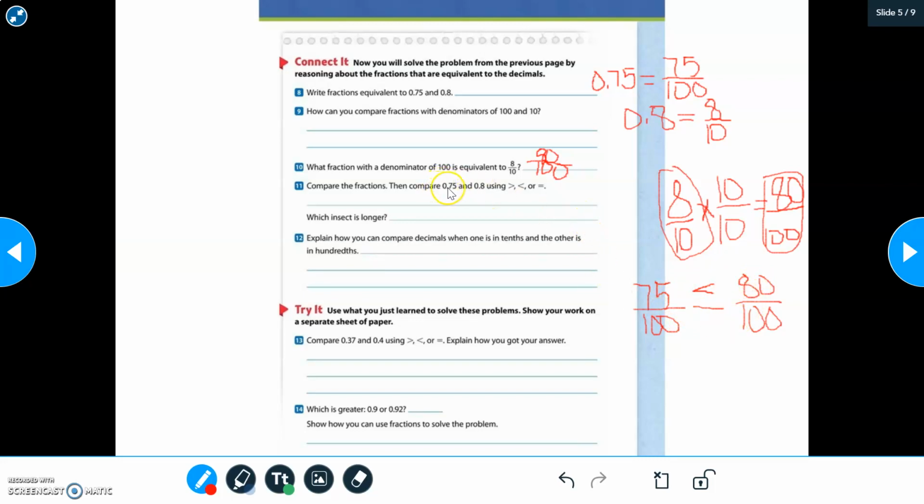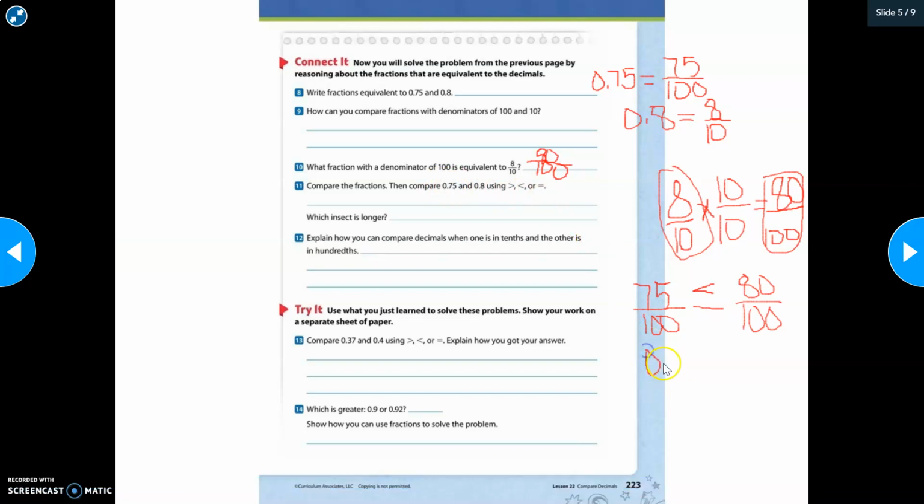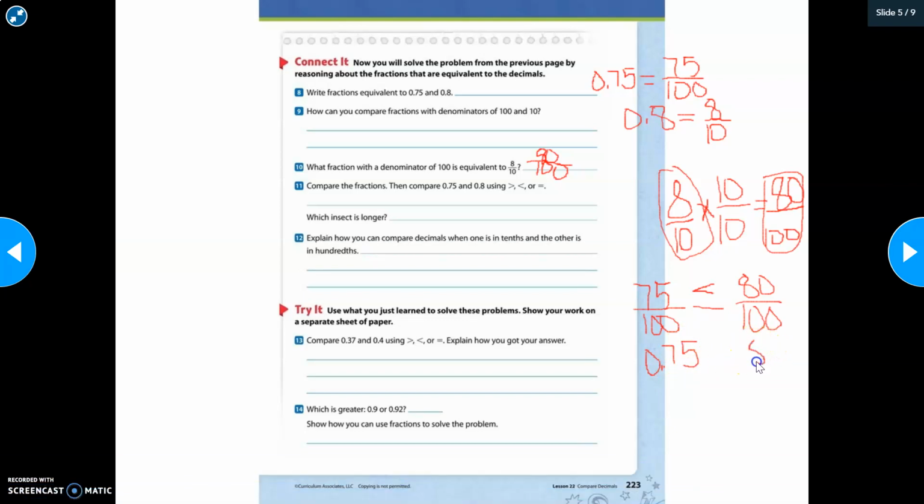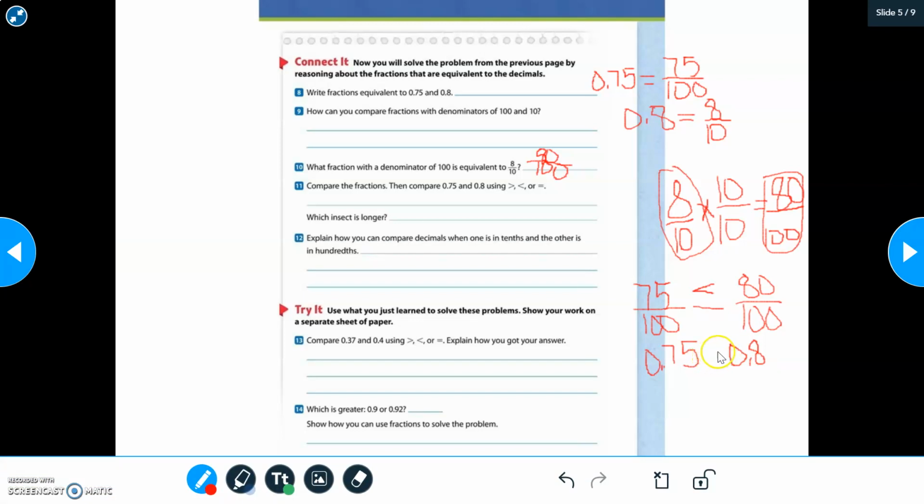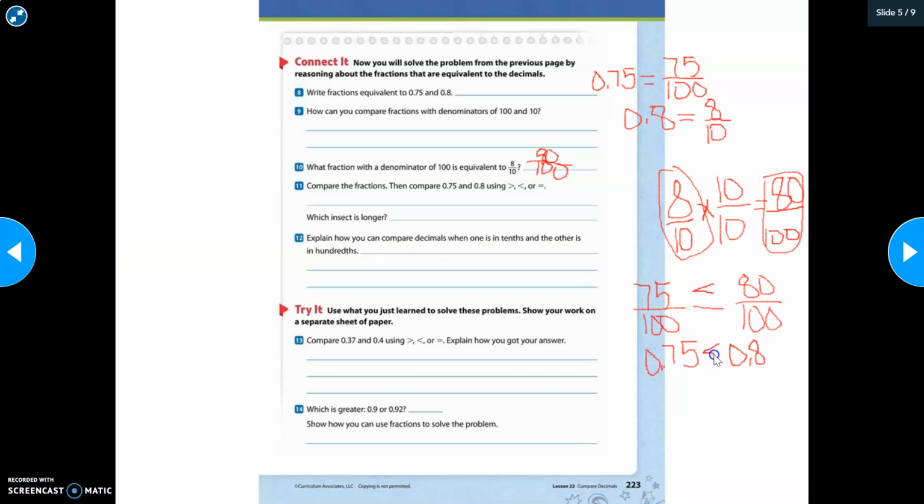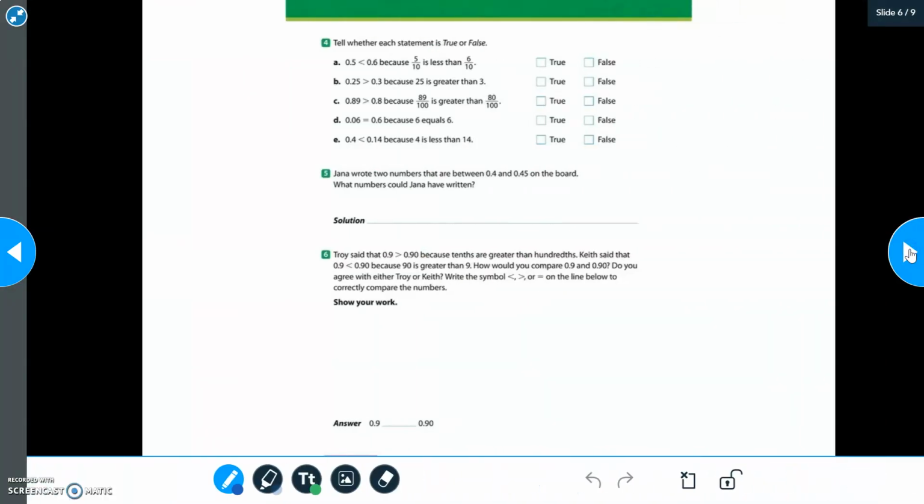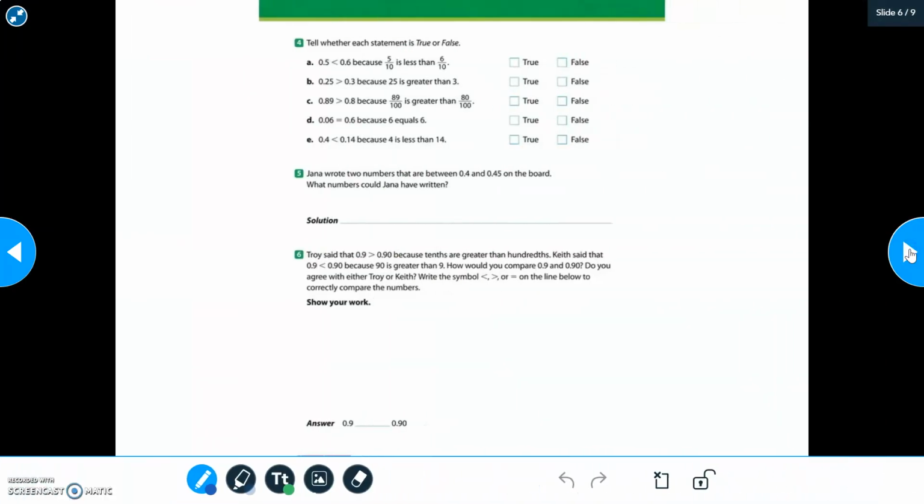They also want us to compare the decimals using our comparing symbols. So let's write our decimal, 0.75. Make the decimal a little bit bigger. And then our decimal, 0.8. Sorry, I wrote that backwards. We already know that 0.75 is less than 0.8. Okay, let's move on.